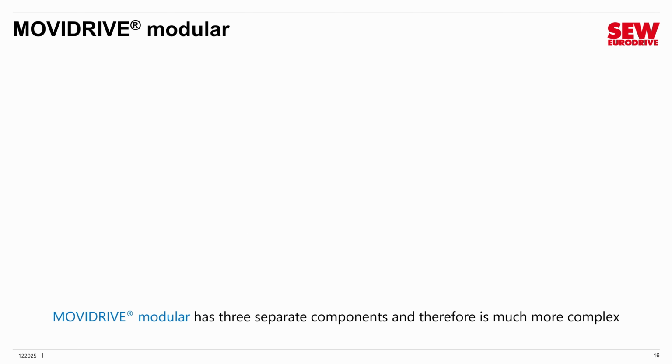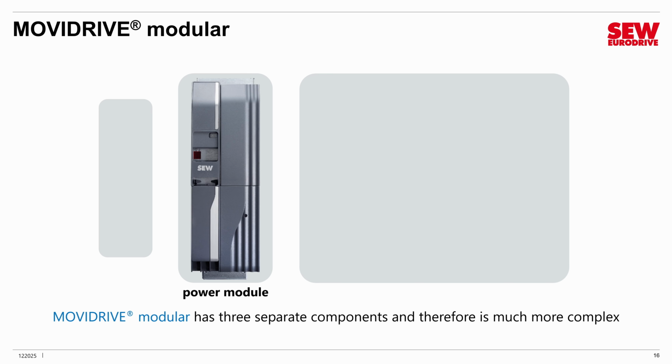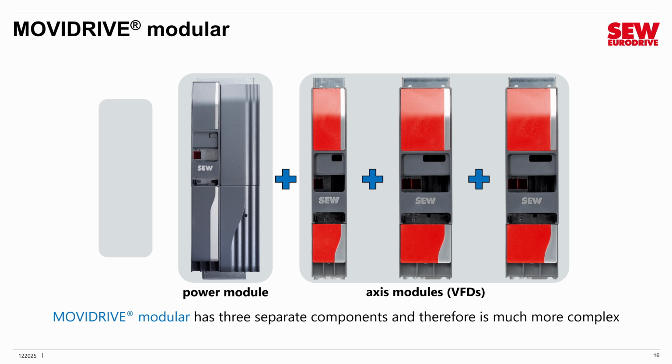And then finally, we come to MOVIDRIVE Modular, which is the top of the tree. It has 3 separate components, and it's therefore quite a bit more complex. Let's talk about these. MOVIDRIVE Modular contains a shared power supply module, which powers all the VFDs connected to it, so one power unit for everything. And then it has one or more access modules. Access modules are VFDs that share that common power supply, and you just chain them together.